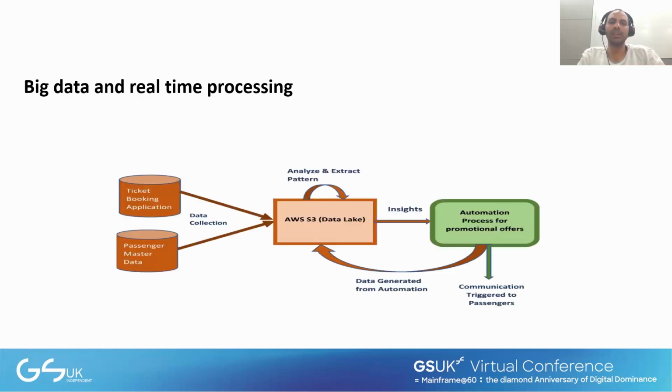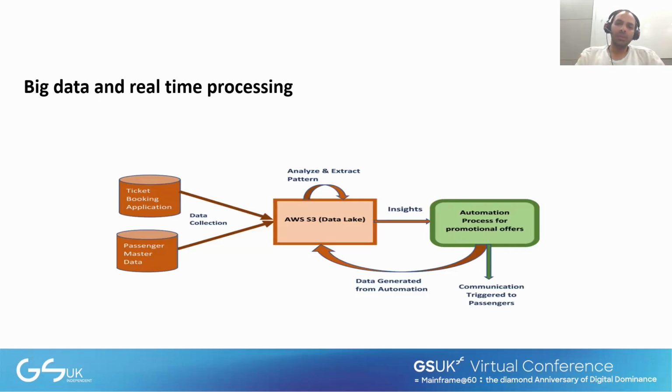Let's see an example: a ticket booking platform, maybe for an airline, or for railways or roadways. You're hosting all of your data in a traditional database on a mainframe. It can be an IMS DB, DB2 or Oracle database, and you have a ticket booking application available. We collect the required data from these and keep it in data lakes. In this example, it is an Amazon Web Services S3 data lake.